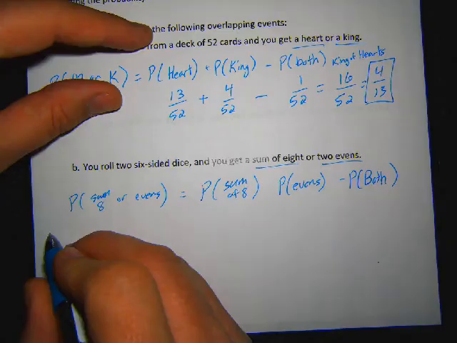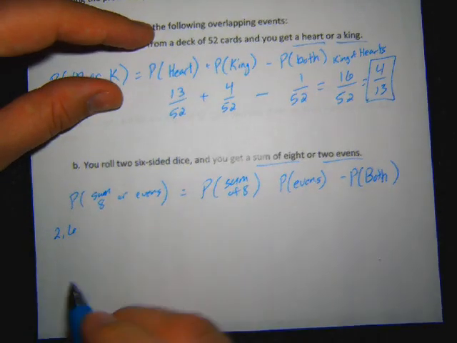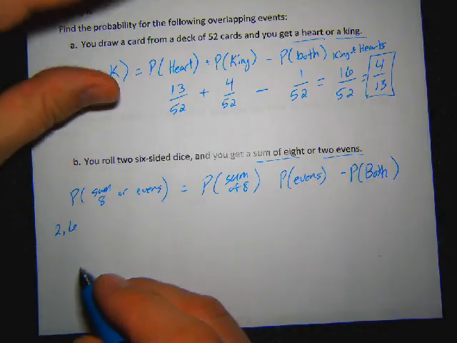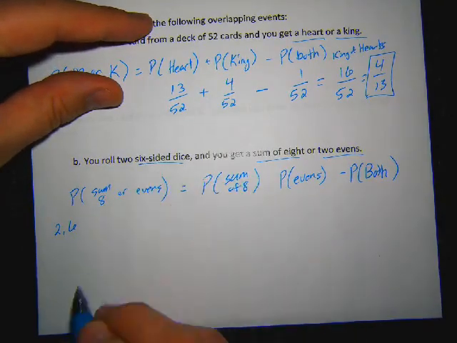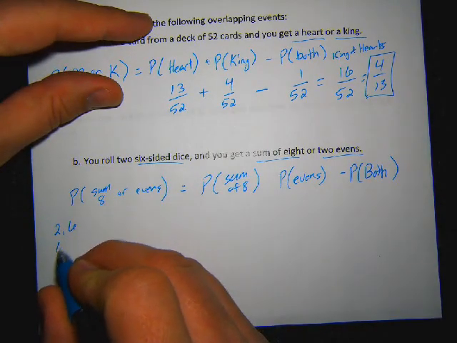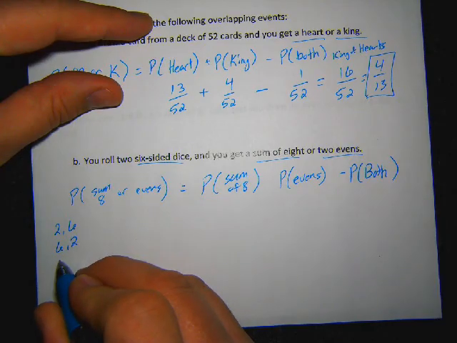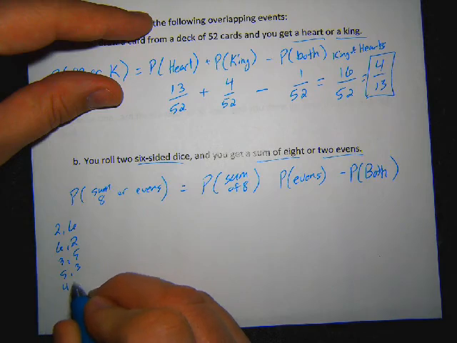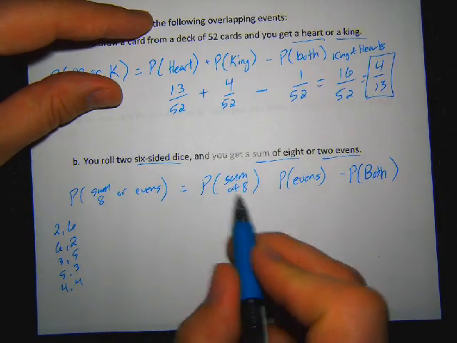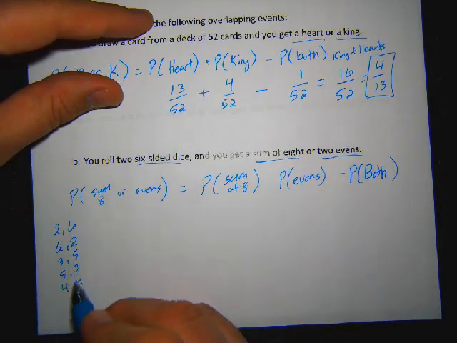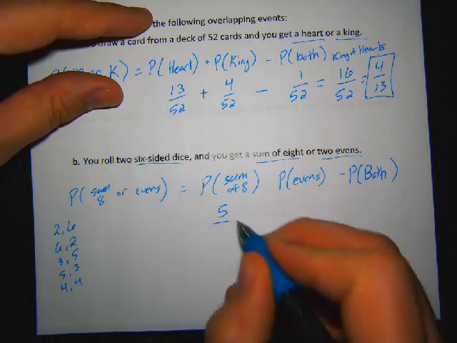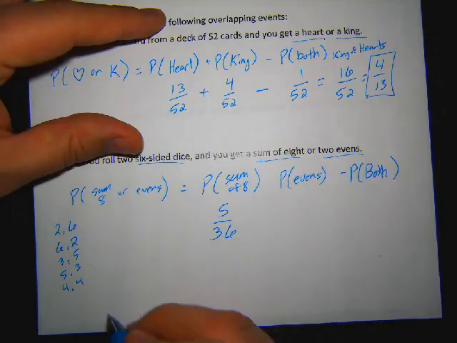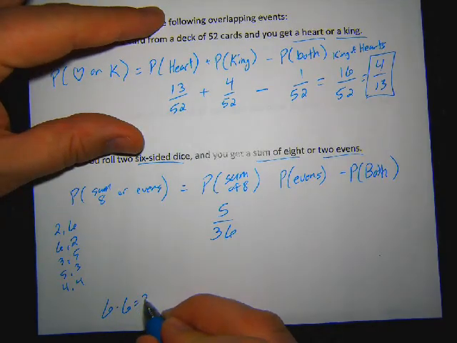Things that add up to 8. So 2 and 6. You can't go with 1 because 1 plus 7 is 8, and we don't have the 7 on a 6-sided die. So we have 6 and 2. We have 3 and 5. We have 5 and 3, and we have 4 and 4. I think that's all of our options that add up to 8. So there's 1, 2, 3, 4, 5, 5 ways to add up to 8 out of the 36 possible combinations. Again, 6-sided dice, 6 times 6, there are 36 possible outcomes.